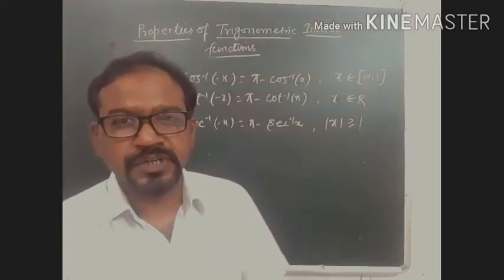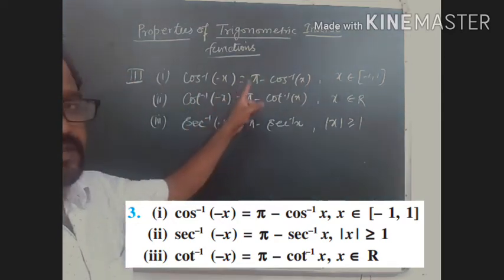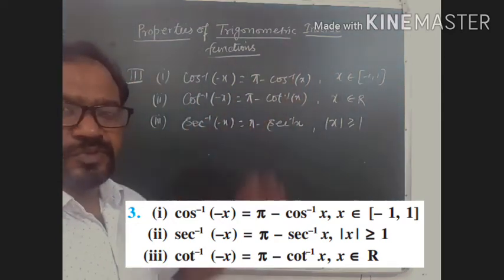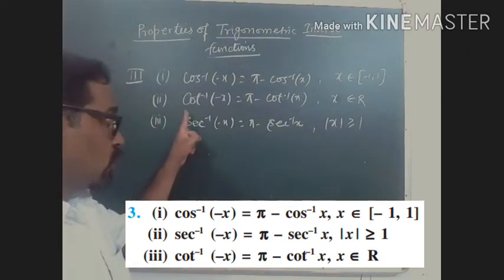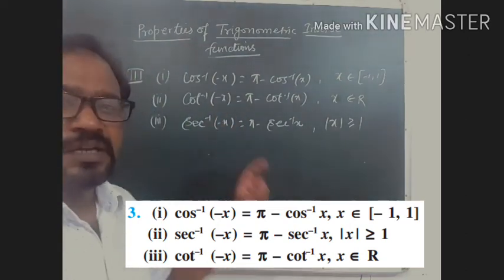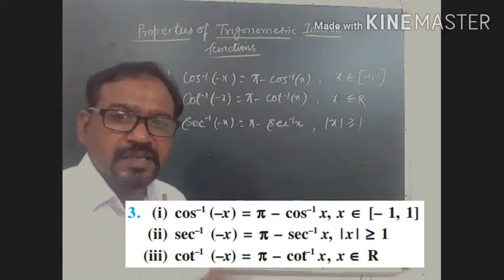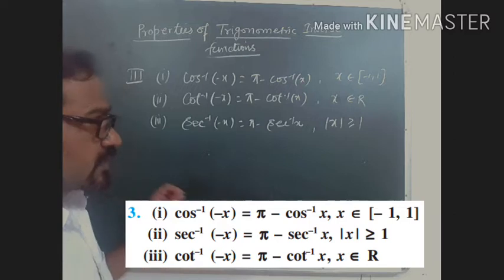Yes, next, the third property. The third property is also similar to the second property. Cos inverse minus x equals pi minus cos inverse x, for x belongs to minus 1 to 1. Cot inverse minus x equals pi minus cot inverse x, for x belongs to R. And the third part is sec inverse minus x equals pi minus sec inverse x. In this also we prove the first part only.